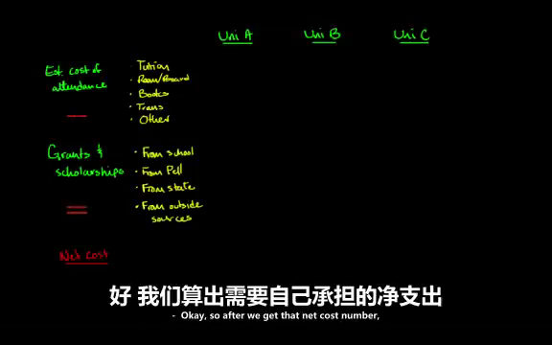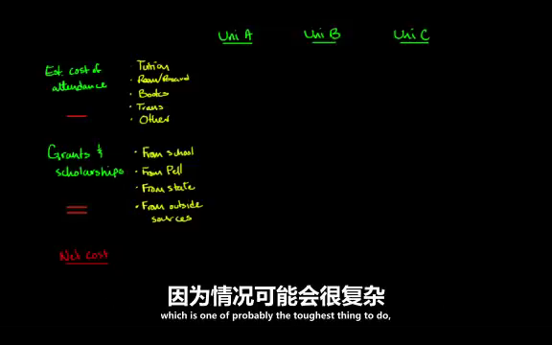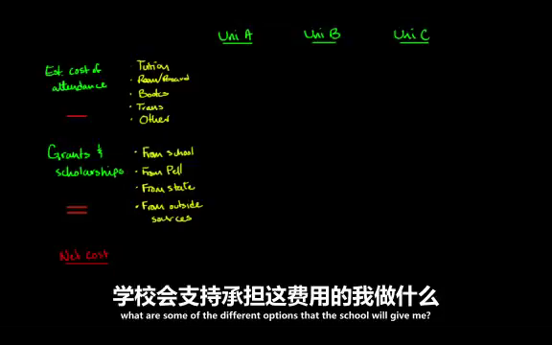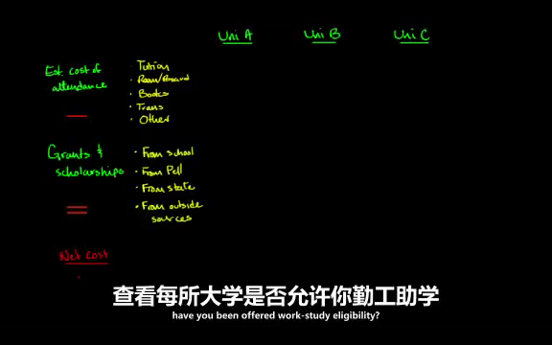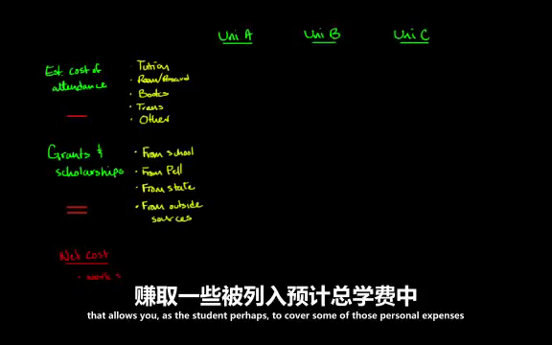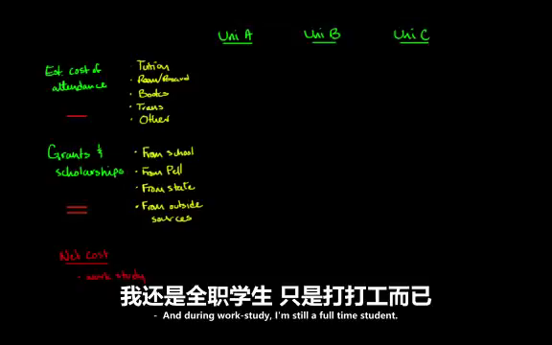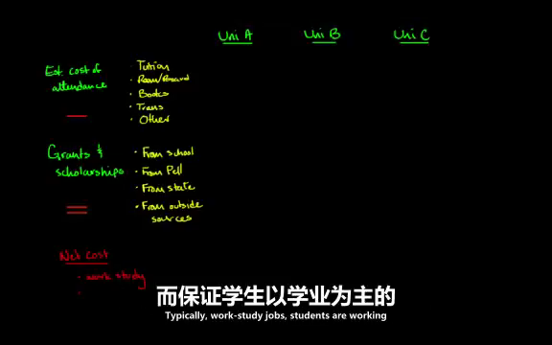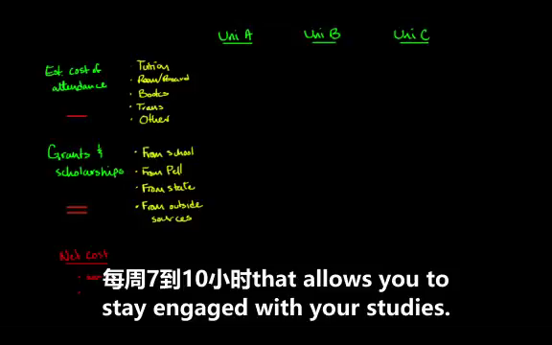Okay. So after we get that net cost number, before we talk about my family contributing, which is probably the toughest thing to do, what are some of the different options that the school will give me? So I think the next thing to think about is, have you been offered work study eligibility, an opportunity to work during the year on campus that allows you as the student perhaps to cover some of those personal expenses that are listed in the cost of attendance? And during work study, I'm still a full-time student? That's right. Typically in work study jobs, students are working 7 to 10 hours a week. So a reasonable amount of work that allows you to stay engaged with your studies.